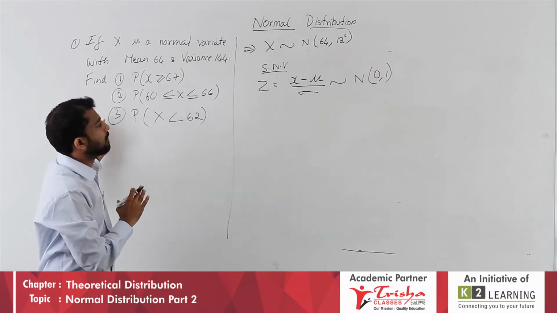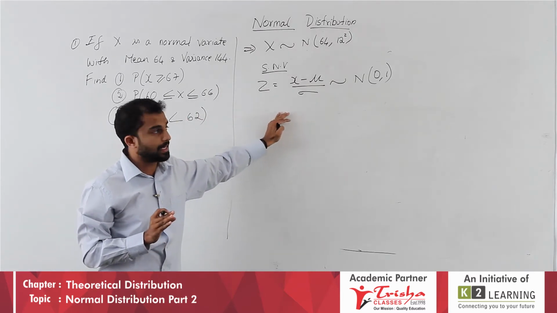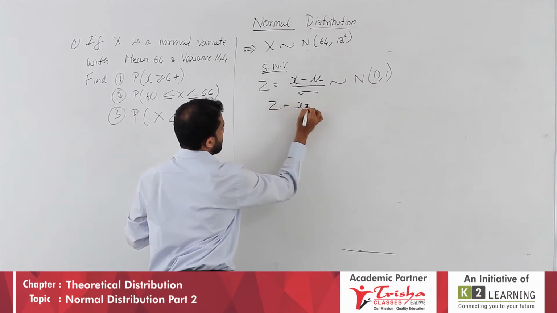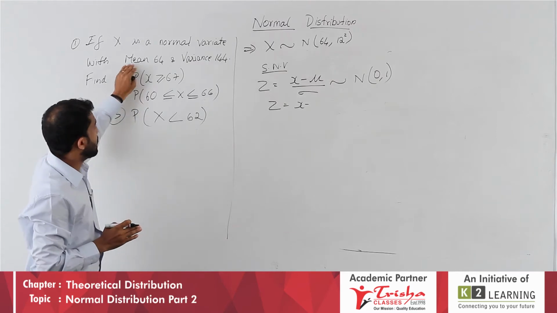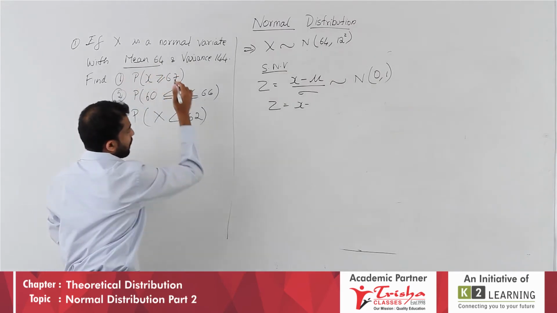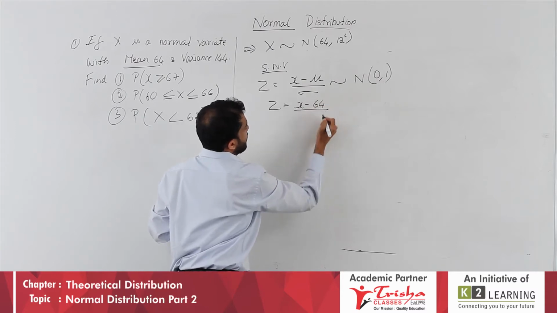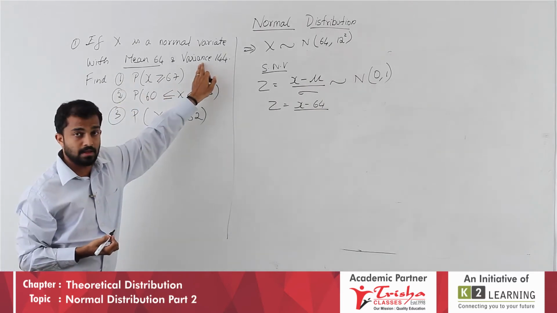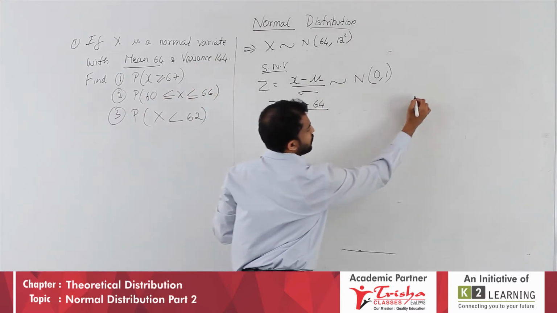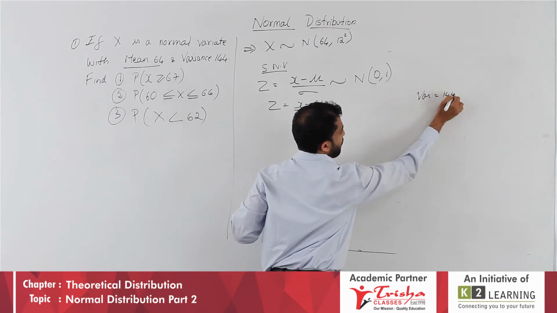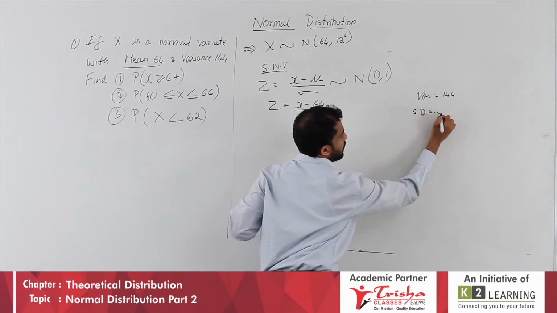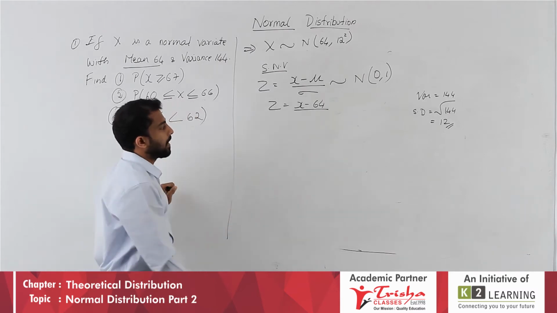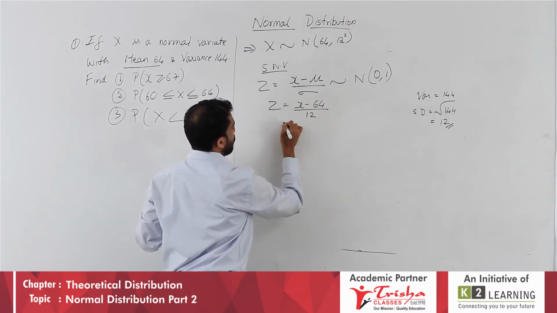Firstly, let us look into the question and write the standard normal variate based on this particular question. So, it is z is equal to x minus, what is mu given to us? Mean is mu, which is 64. So, I will write 64 divided by, what is the value of sigma that is given to us? Sigma is not given. Variance is given, 144, students. So, standard deviation is equal to square root of 144, that is 12. So, I will write it here, sigma is 12.